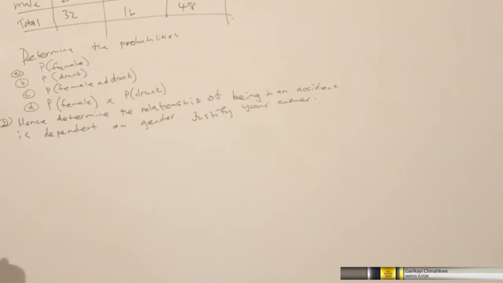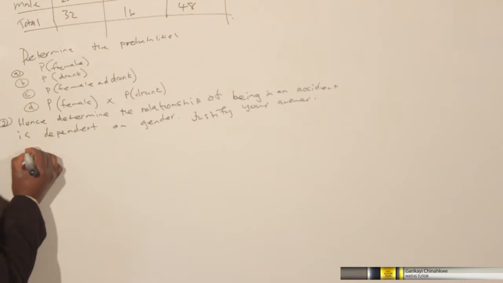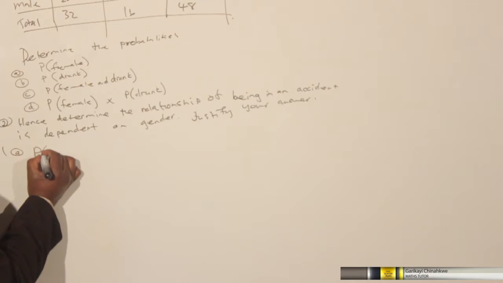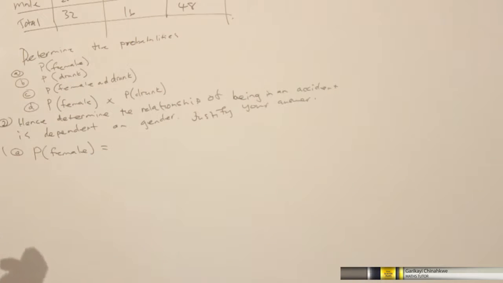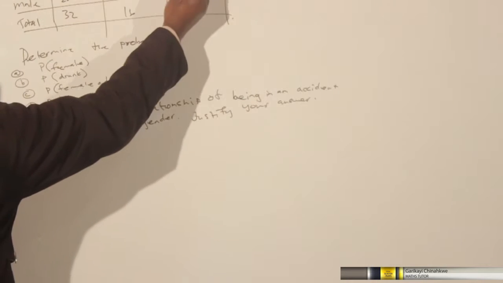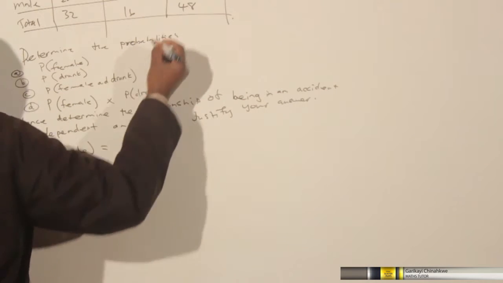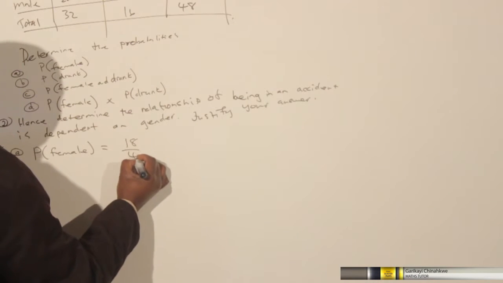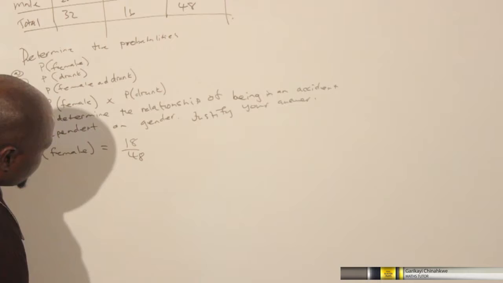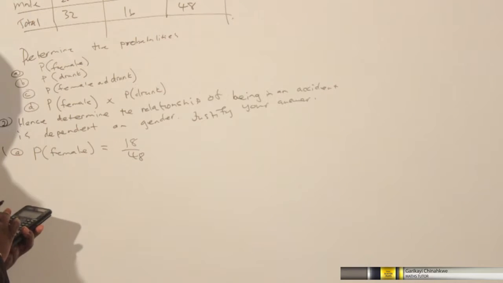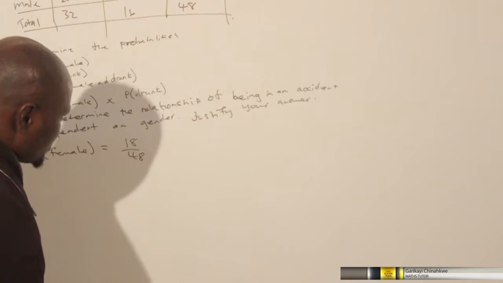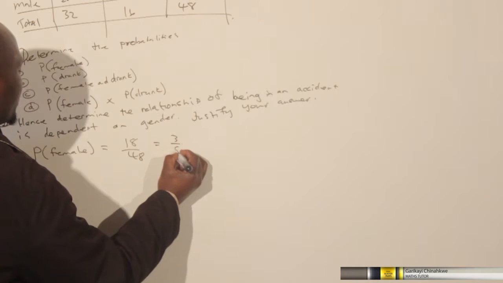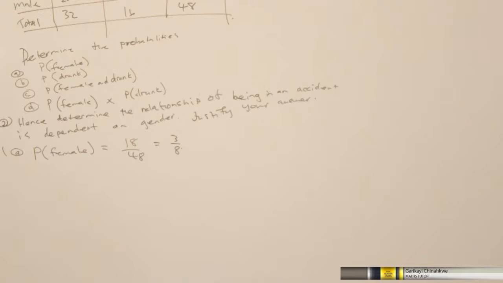All right, let's start with the first one. 1A, what is the probability of being female? You go to where there's female. Total females, there are how many? There are 18. It's 18 over 48, and when you reduce it, it gives you 3 over 8. Okay, that's the first one.